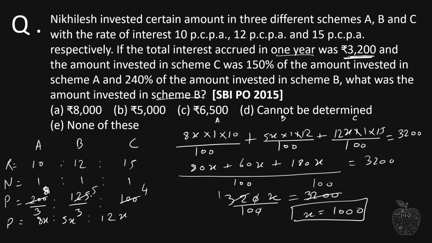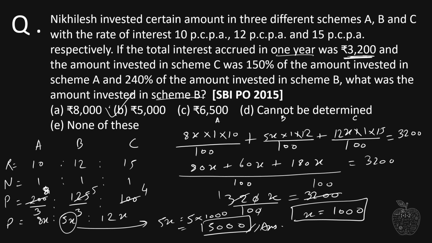Now let's substitute this x here. We are only asked to find the amount invested in scheme B. Scheme B here is 5x, so 5 into 1000, we get 5000, and this is our required answer. So option B here is the correct one.